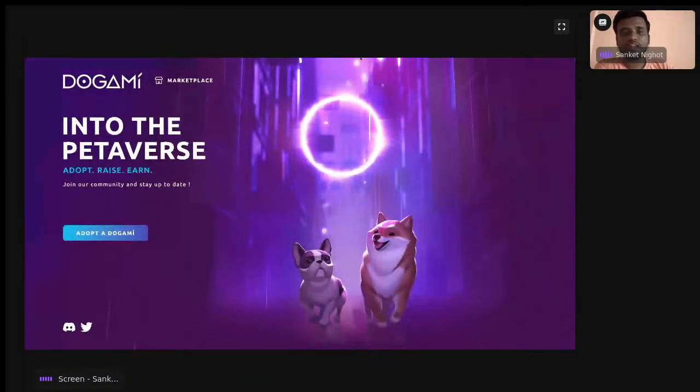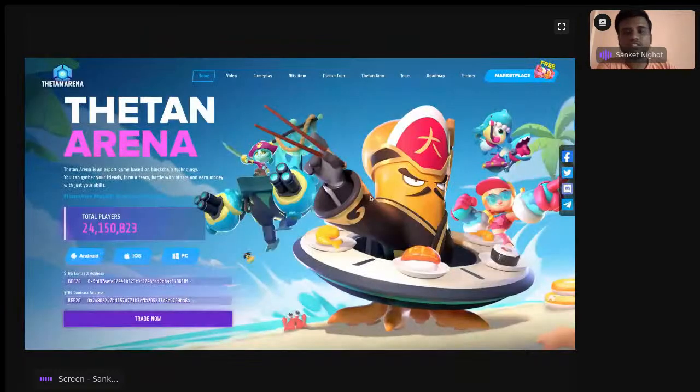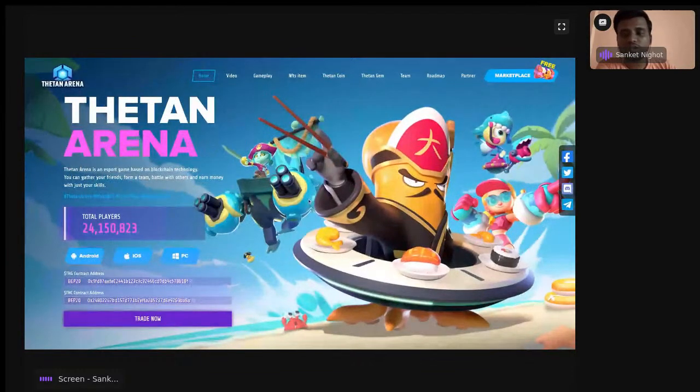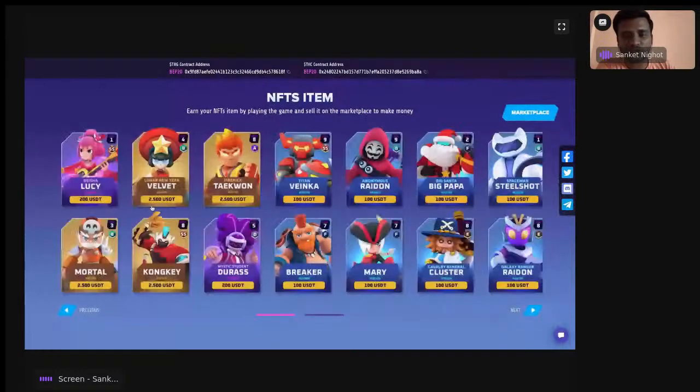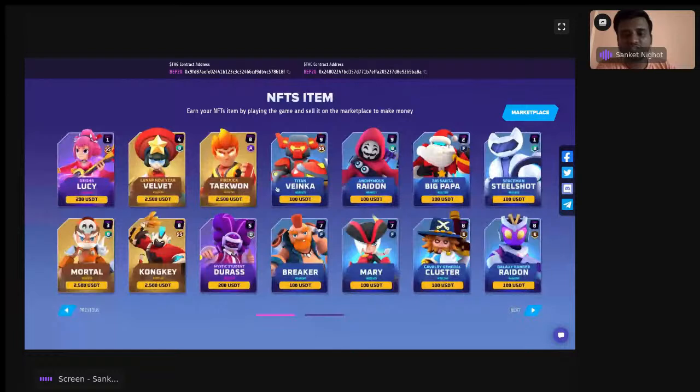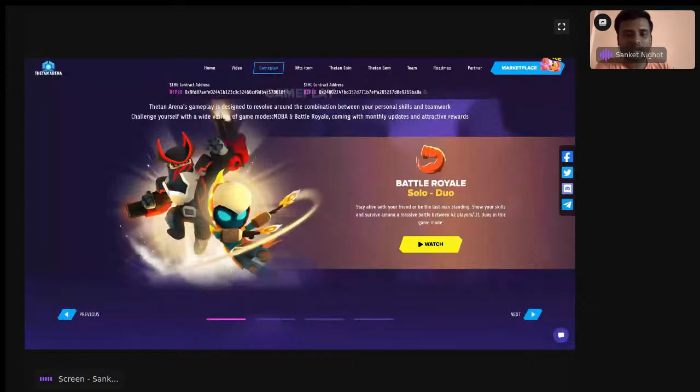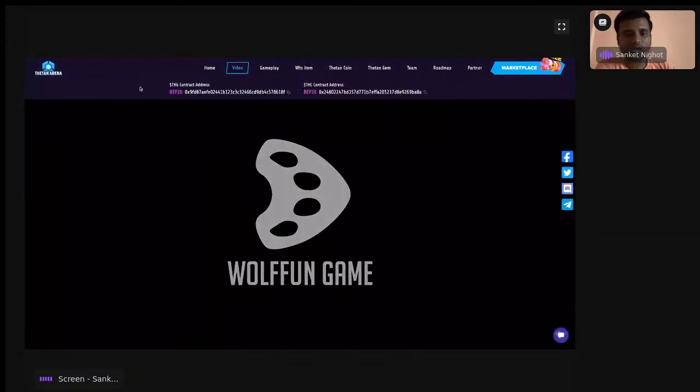Then next, I'm going to show you a project called Titaniverse or the Titan Arena. The Titan Arena is a play to earn game. You will get some NFT items like this. These are the characters they own. For 100 USDT or 200 USDT, according to the type of the NFT, you have to pay for it. When you are the owner of the NFT, you can play the game. I can show an example of the game. You can see here how the game is played.